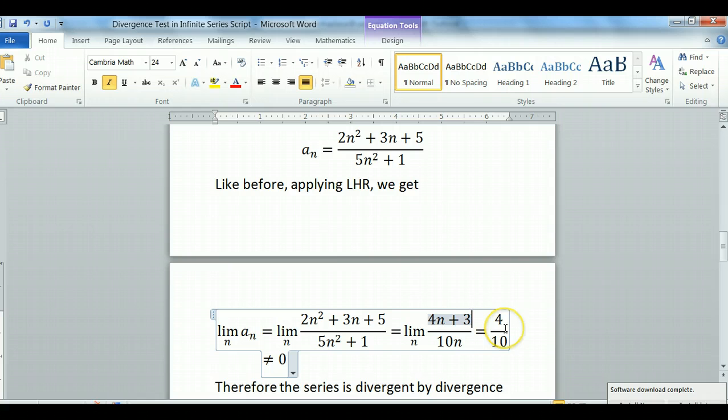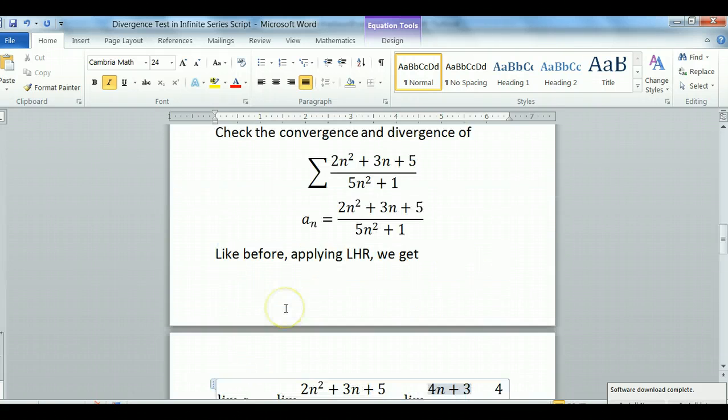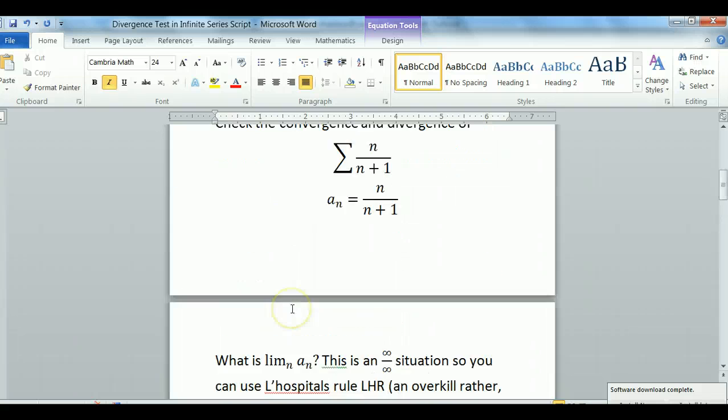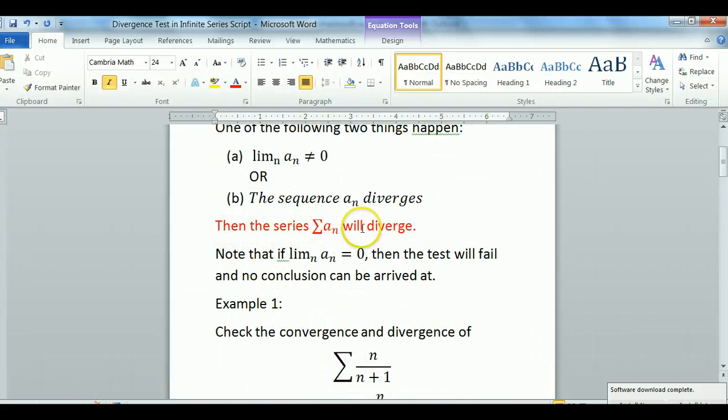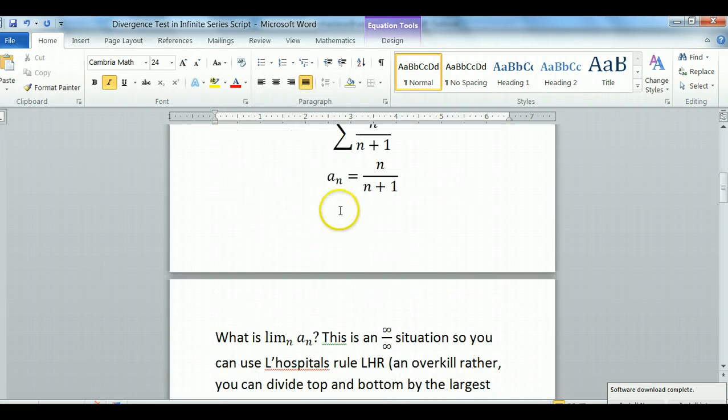Now is that equal to 0? Nope, it is not equal to 0. So the limit of the sequence is not equal to 0. So straight away we can say that the series will diverge. Why? Because the limit of an is not equal to 0.